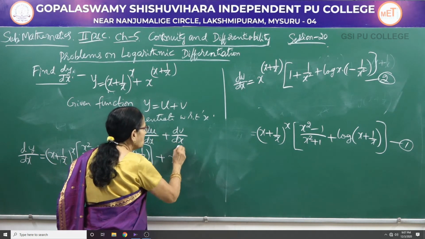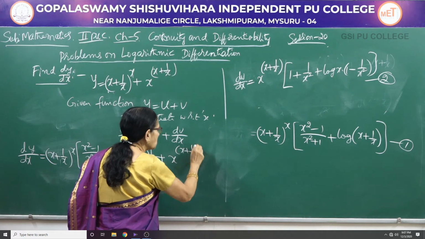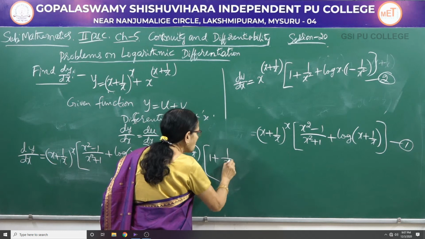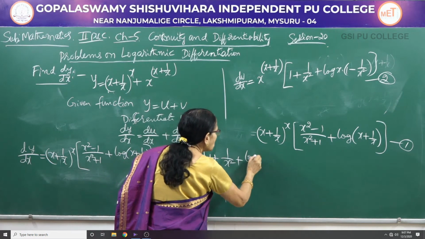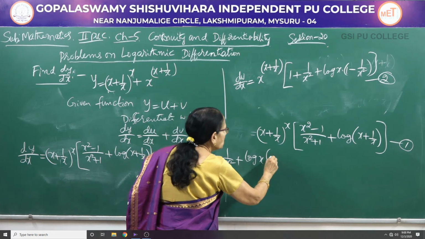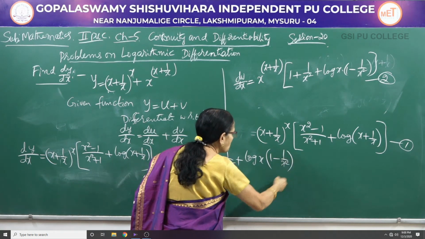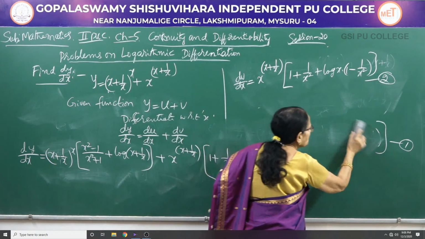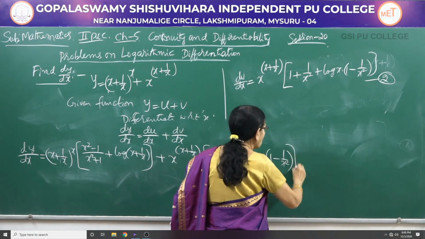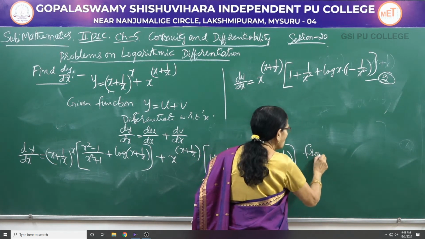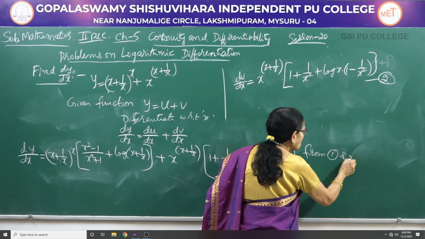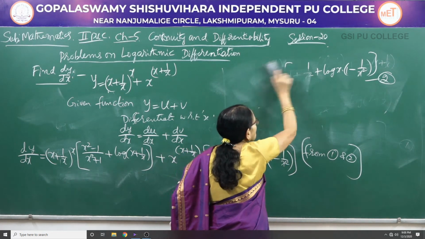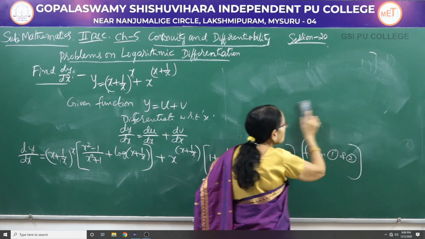What is the second part? x to the power x plus 1 by x into, write that one, 1 plus 1 by x square plus log x into 1 minus 1 by x square. Now, close the bracket. Now, you write from 1 and 2. That is why I had given some numbers so that we can refer to that one. Now, this is the derivative of the given function.